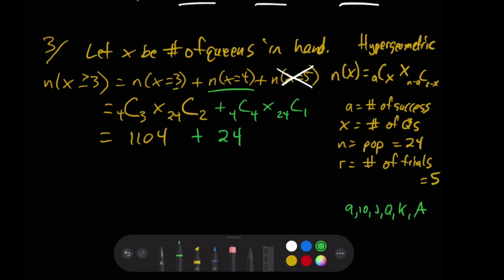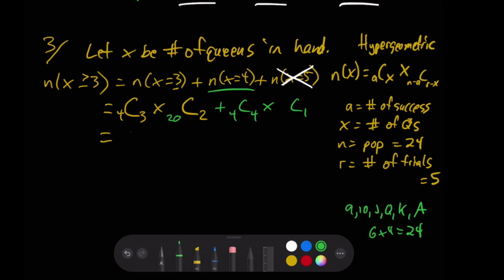So 1, 2, 3, 4, 5, 6. 6 times 4 is 24. But I shouldn't have used 24 here because that's all the cards that are left that are not queens. So we need to fix that. Instead of it being a 24, it's going to be 24 minus 4. So it's just going to be 20 because there are 20 non-queen cards in the deck to choose from.